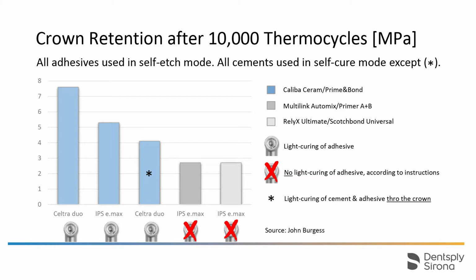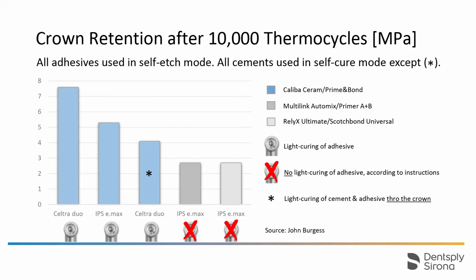Studies by the University of Alabama in the United States have shown that Calibra reliably retains restorations, even after simulated aging. After 10,000 cycles of so-called thermal shock stress, in which crowns cemented to tooth structure are stressed by temperature fluctuations between 5 and 55 degrees Celsius, the crowns were removed from their dies and the force required to remove them measured.